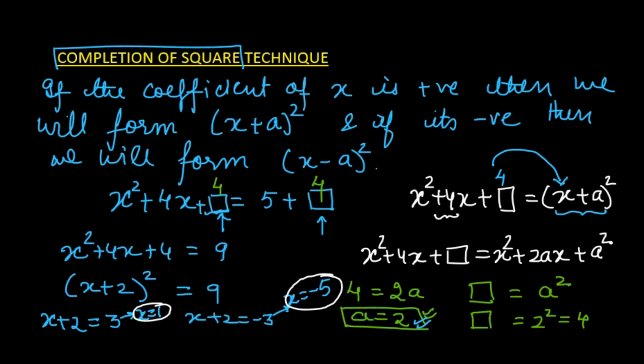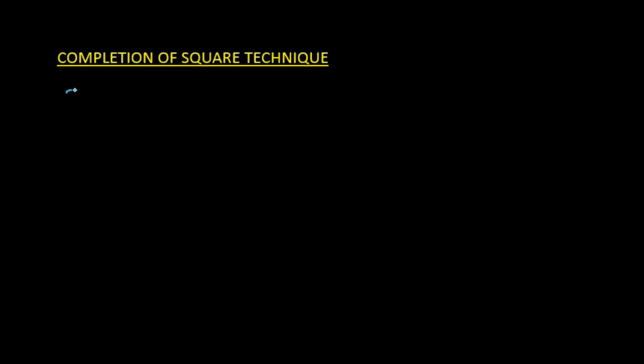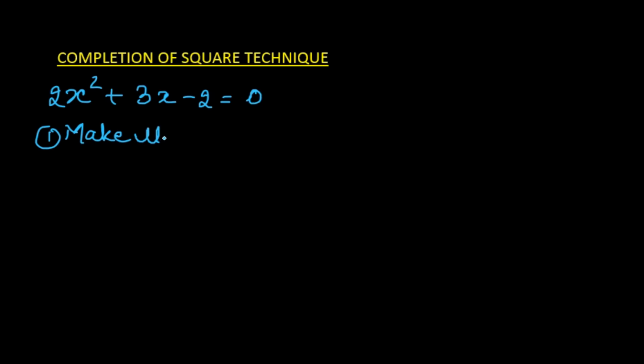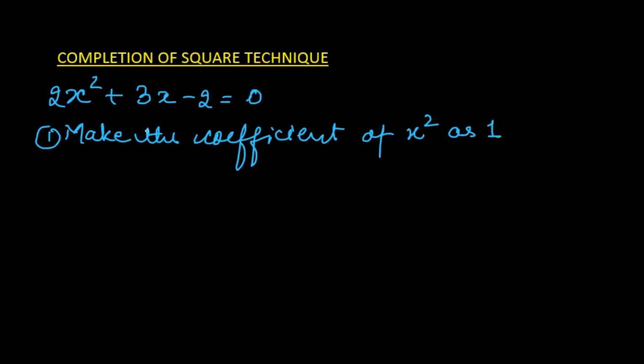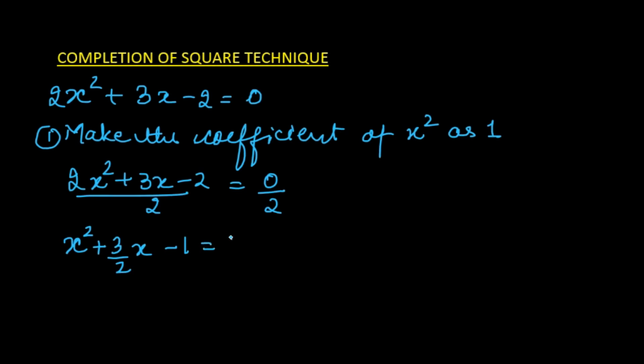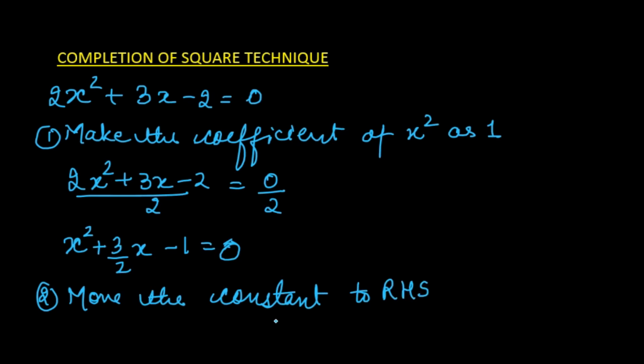Now let us take one more example in which the coefficient of x square is not 1. Say 2x square plus 3x minus 2 equal to 0. So the first step, make the coefficient of x square 1. To make the coefficient 1, we have to divide both the sides by 2. So we get x square plus 3 by 2x minus 1 equal to 0. What's our second step? The second step is to move the constant to the right hand side. When the constant is moved, what equation do we get? x square plus 3 by 2x is equal to positive 1.